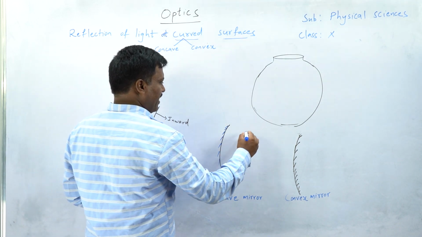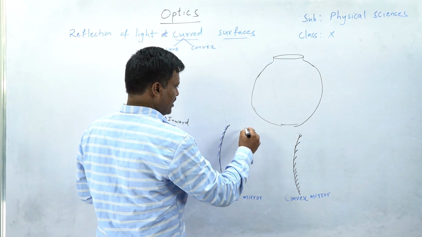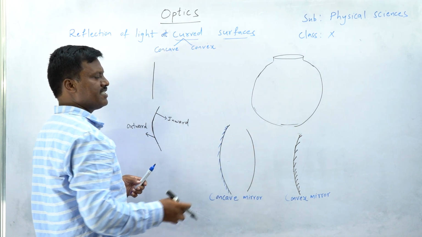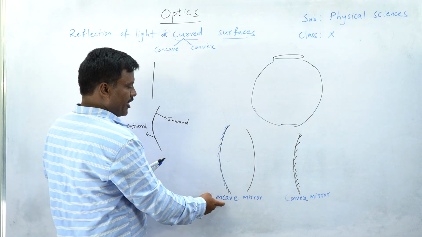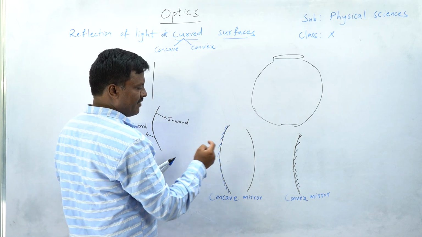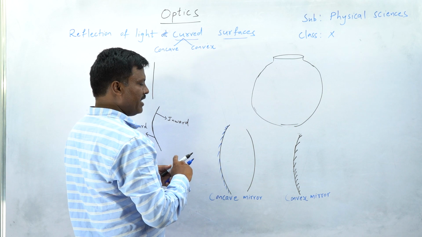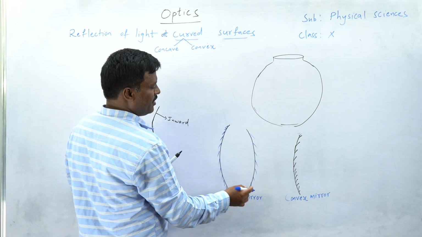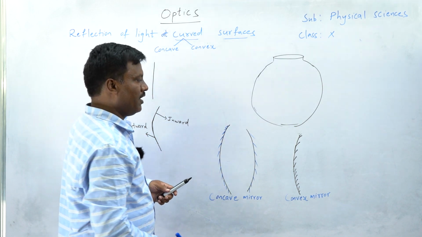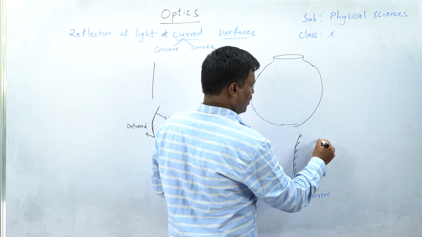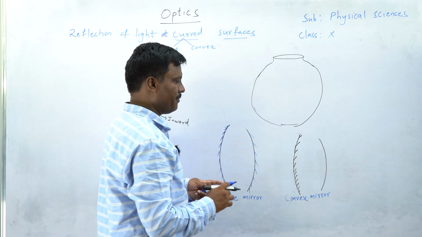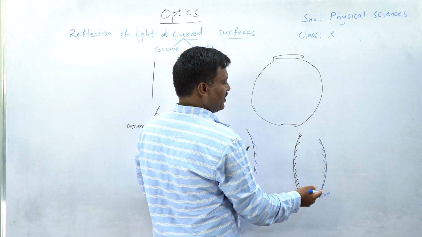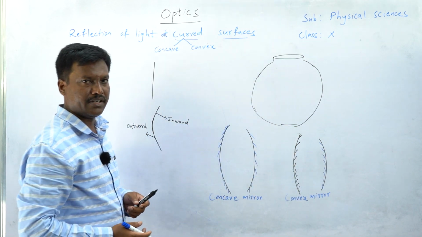So if I draw the concave mirror this way, a concave mirror can also be drawn this way. Now which is the inward surface? This is the inward surface, this is the outward surface. For a concave mirror, the outward surface is silvered and the inward surface acts like a mirror. So here which surface should be silvered? The outward surface. So the inward surface acts like a mirror. We have discussed the concave mirror, now the convex mirror. For a convex mirror, the inward surface should be silvered, then the outward surface acts like a mirror.